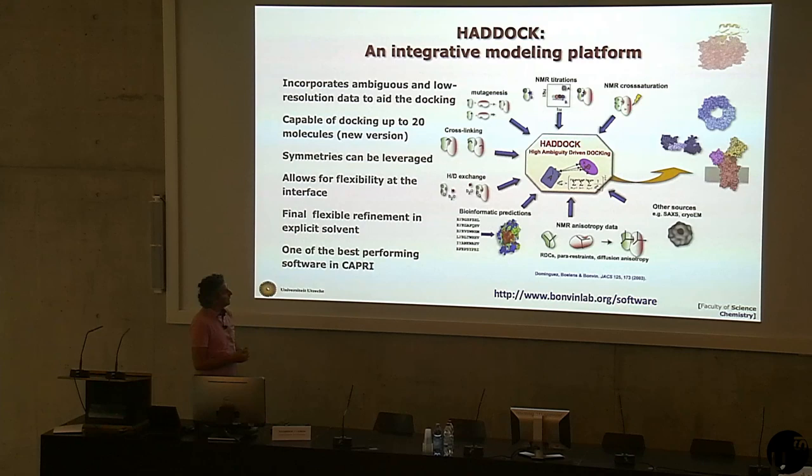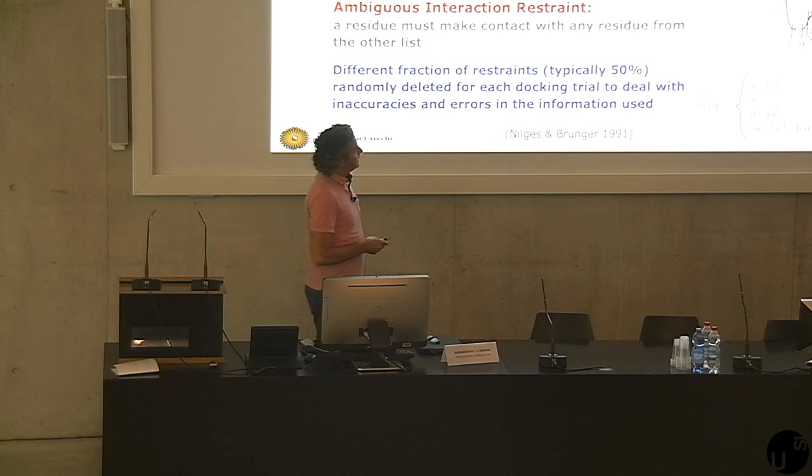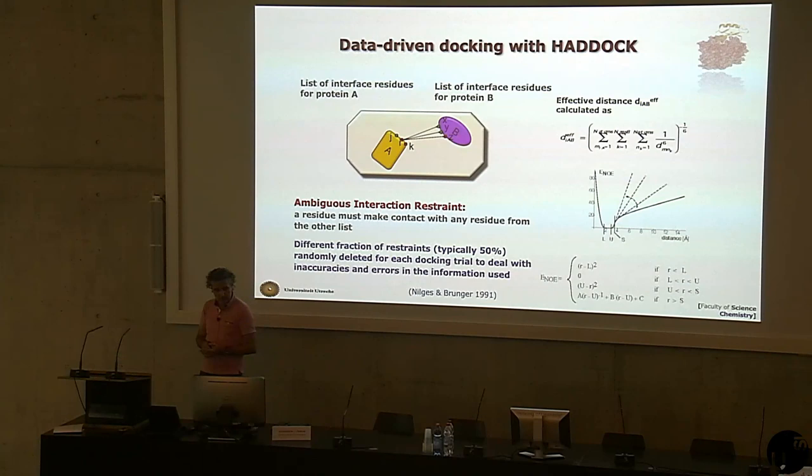So how do we encode this information? So you know that some residues are important for the binding, but you don't know which contact they make. And then you have to define some energy function based on this information. So the way we do that is by using what we call ambiguous distances. And this is a concept which is coming from NMR. It was introduced by Michael Nilges in 91 to deal with the ambiguity in the assignment of NMR signals.